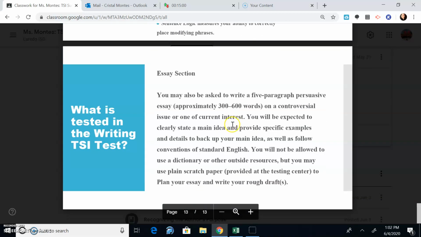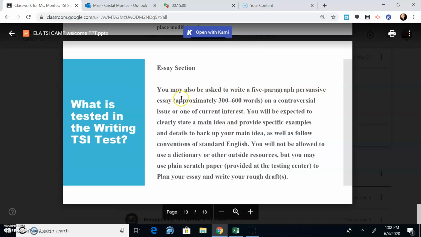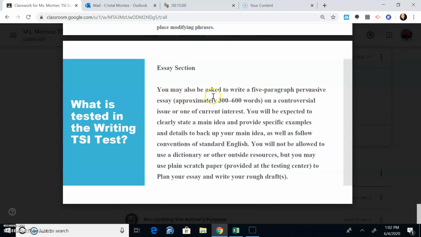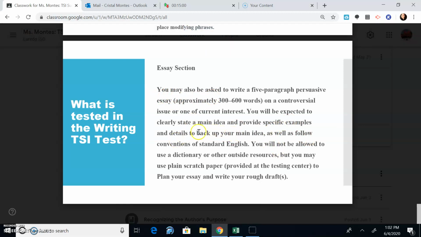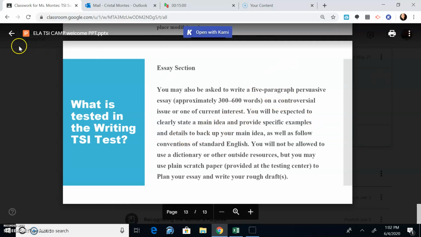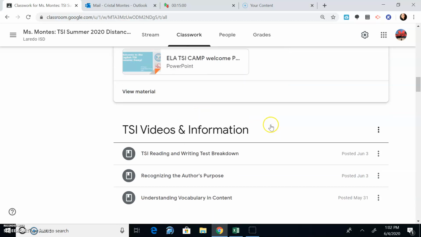Your essay section, like I mentioned previously, it is a 5-paragraph persuasive essay, argumentative. It is very similar to the English 2-star test prompt that is being a persuasive topic. This is a little bit higher level since it's argumentative. So that was a quick overview of the first PowerPoint we did on our day 1 of our TSI camp.